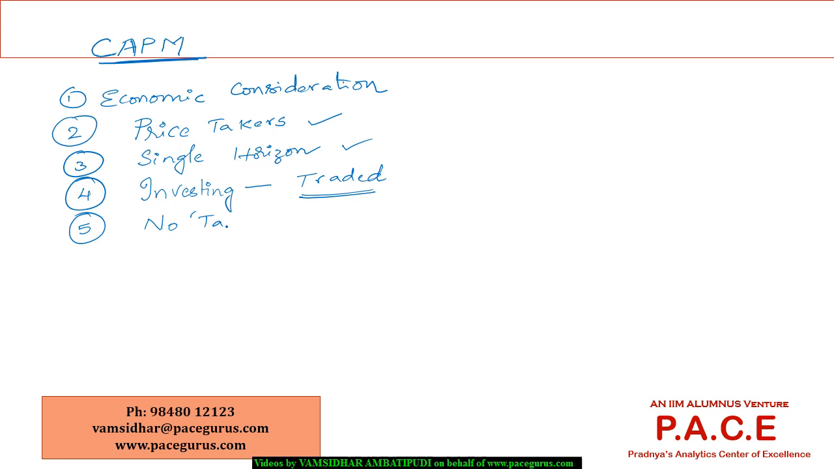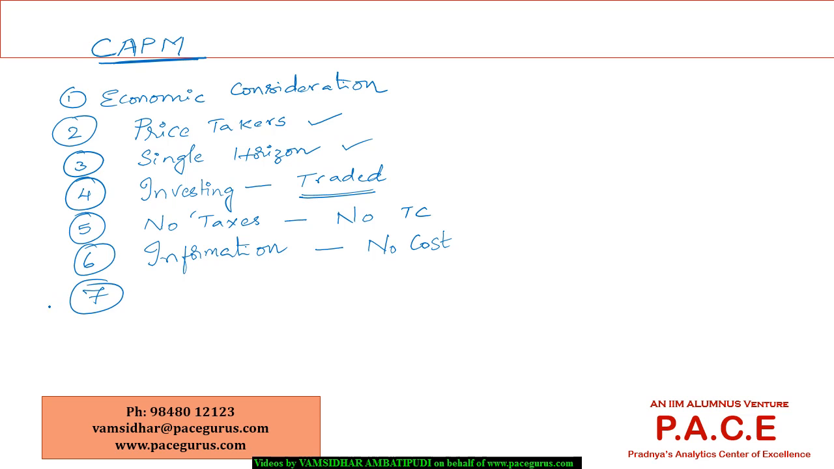Then it's also making a few assumptions. There are no taxes and no transaction costs, which is a very ideal world which we are not operating in. And when it comes to the information about the various assets, various companies, performances, it says that the information has no cost. Information is freely available to every investor. In reality, it is not. Some information is very, very expensive.